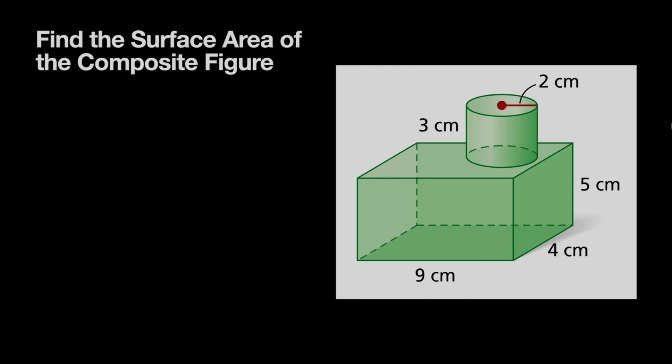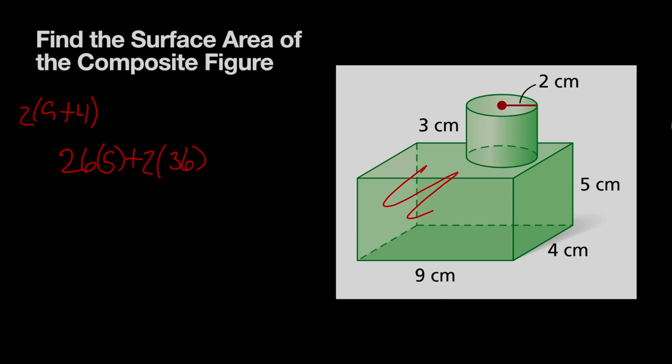So now let's find the surface area of this composite figure. We want to find a couple of parts of this surface area. We first need to find the surface area of this bottom rectangular prism. It is the perimeter times the height plus 2 times the area of the base. The perimeter is 9 plus 4, times 2, so that's 2 times 13, which is 26, times a height of 5. Then plus 2 times the base area, and 9 times 4 is 36.